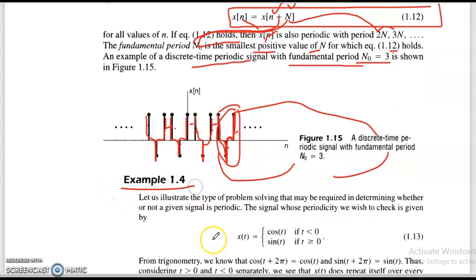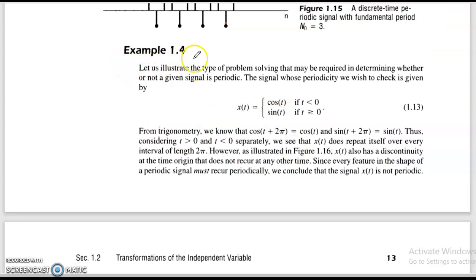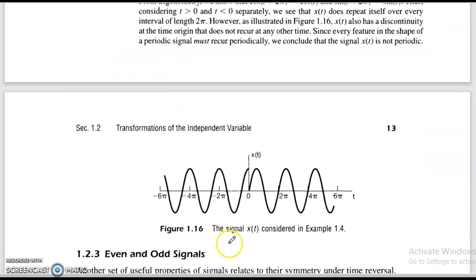Example 1.4. For this example 1.4, this figure shows the signal x of t considered in example 1.4. Here, before 0, on the left, negative side, we have minus 6 pi to minus 4 pi, minus 2 pi, like this. Then from 0 to 2 pi, 4 pi, and so on.